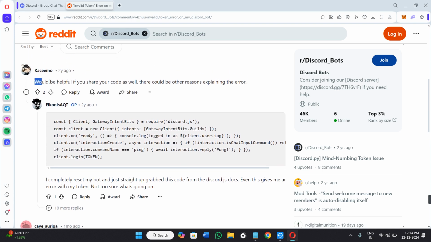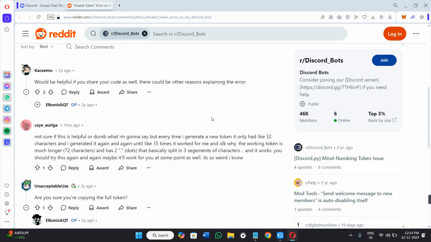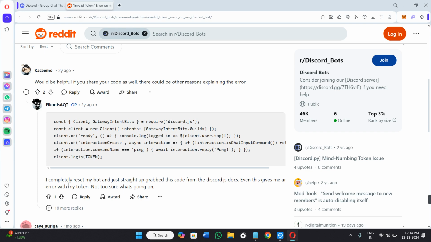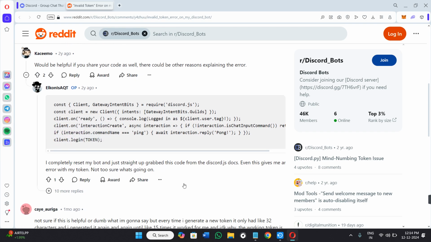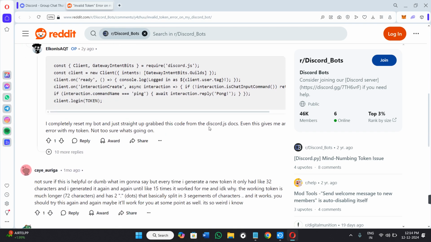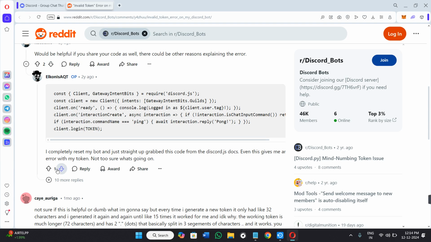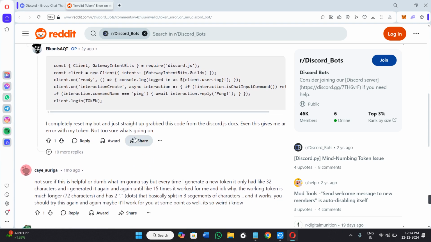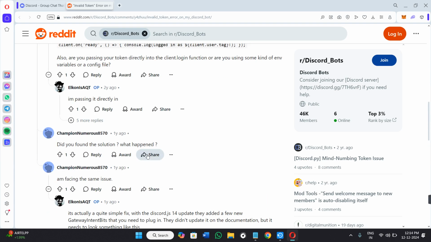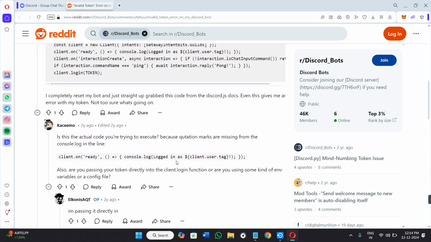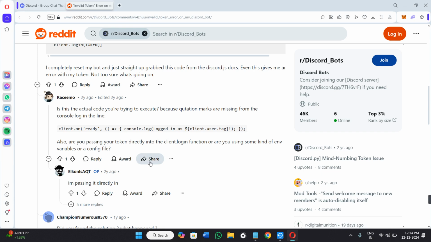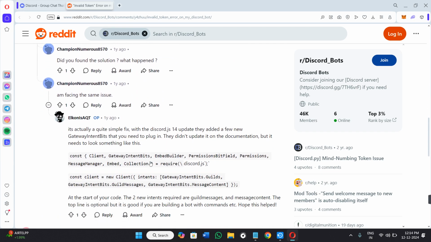So this person said that it would be helpful if you share your code as well. There could be other reasons explaining the error. So this person shared this code. I completely reset my bot and just straight up grabbed this code from the discord.js docs. Even this gives me an error with my token, not sure what's going on. So let's just find out if this person gets the answer to it or not.